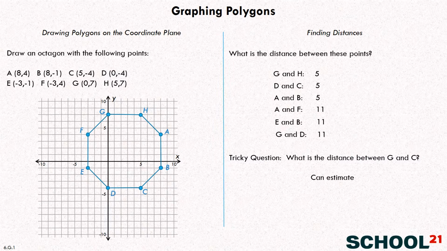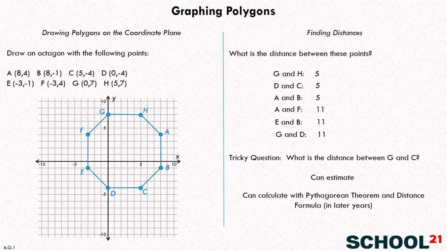But the fact is that you can estimate now, but in just a year or two, you'll learn something called the Pythagorean Theorem, and that helps you to find distances on the coordinate plane or distances anywhere in the world. And on the coordinate plane, you can use something called the distance formula that uses the Pythagorean theorem. So something that you'll learn in just a year or two. Okay? Okay. All right. Great job.